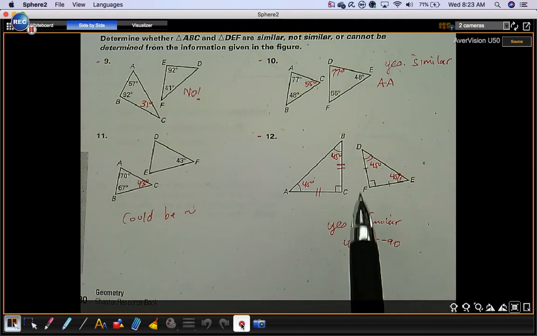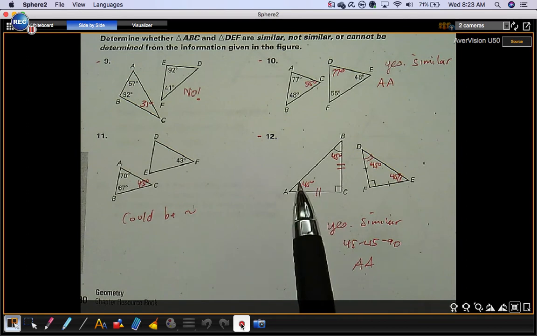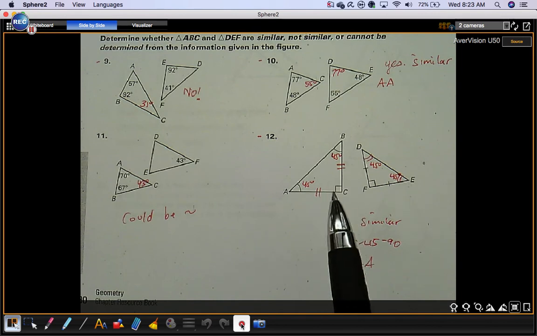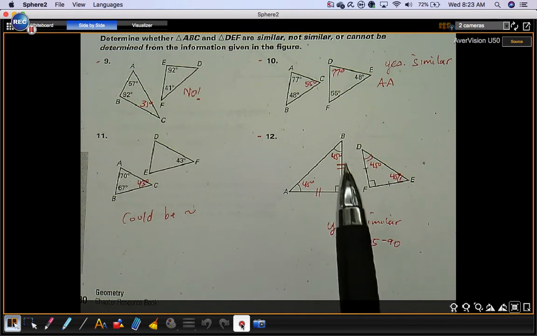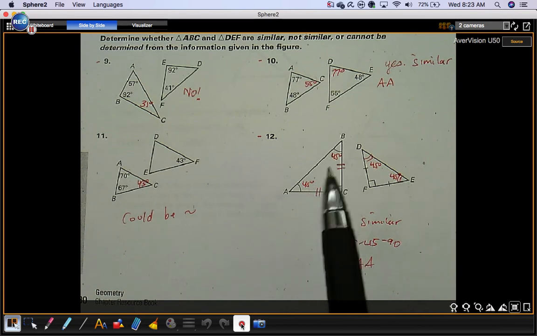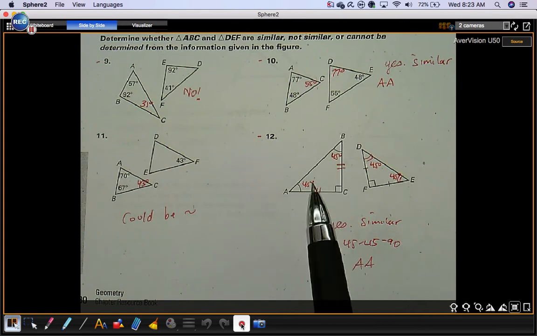Number 12, they give you no measures, but they give you congruent angles here, which means the triangle is isosceles, so you know those sides are the same. And the vertex angle is 90. So what that means is if your vertex angle is 90, then your base angles are the same. You split the other 90 degrees.